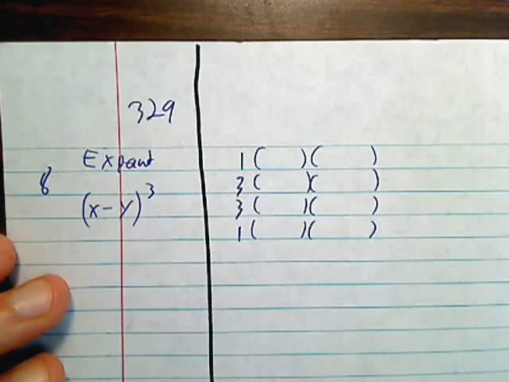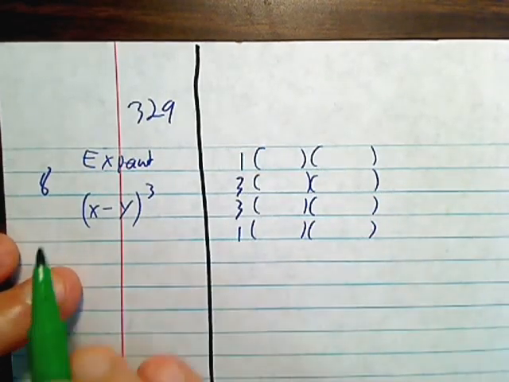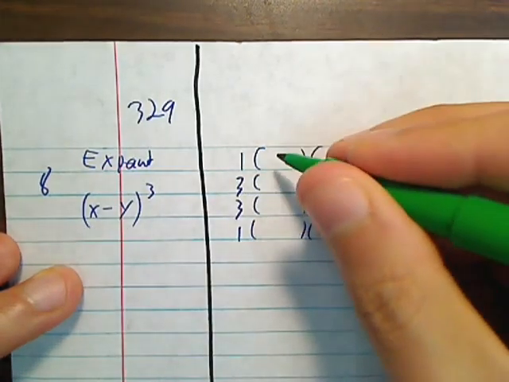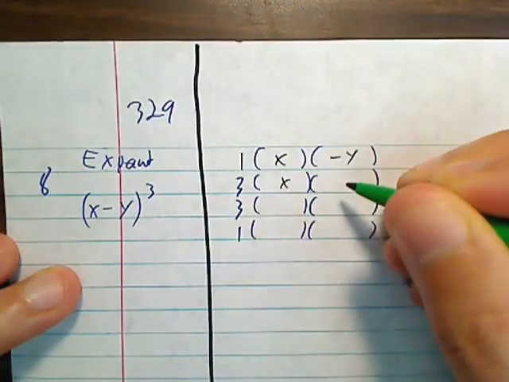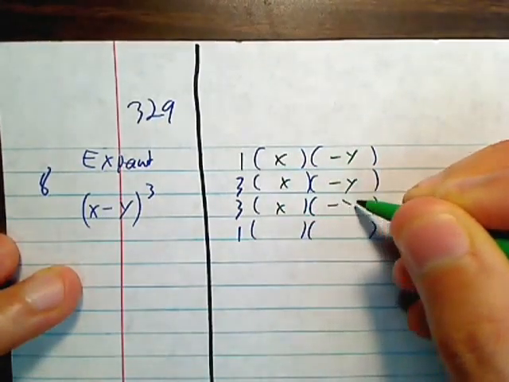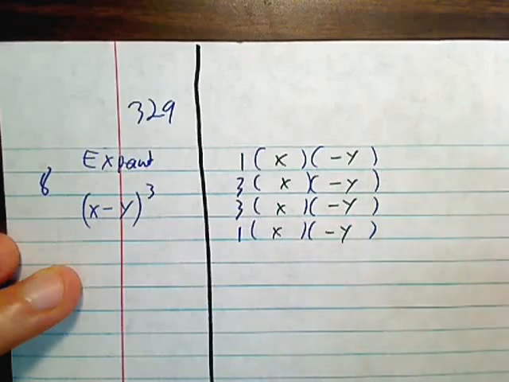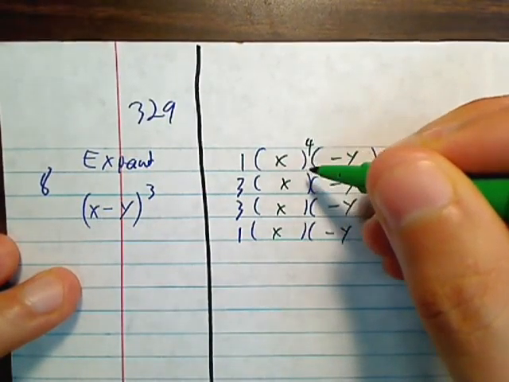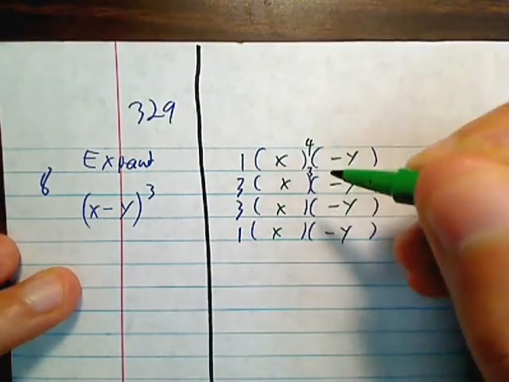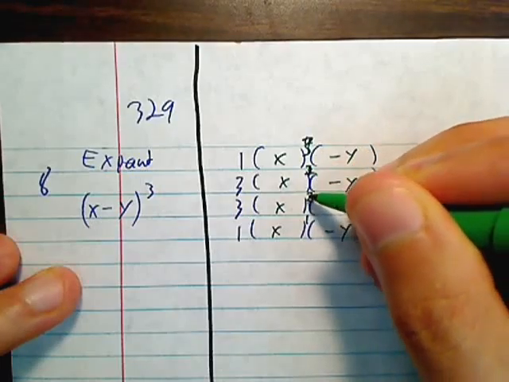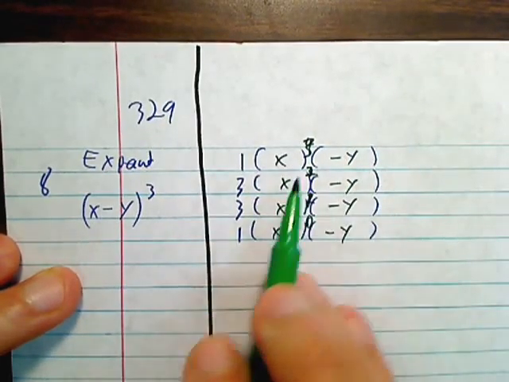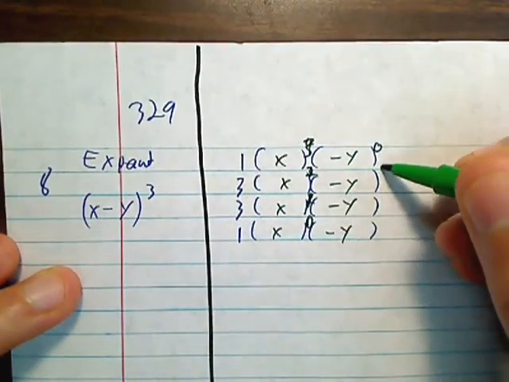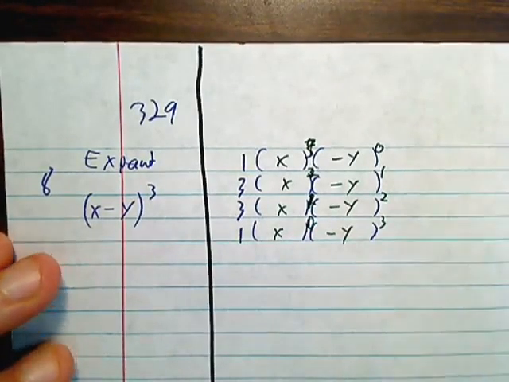Let me switch some colors here just for fun. So I have x and negative y: x, negative y, x, negative y, x, negative y. And these numbers will be a little more reasonable in this one, right? So the exponents on x are 3, 2, 1, 0, my sincerest apologies, and then on negative y, 0, 1, 2, 3.